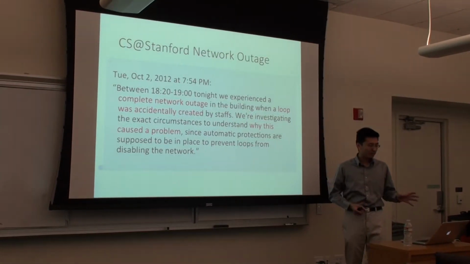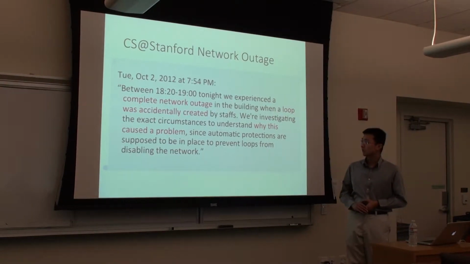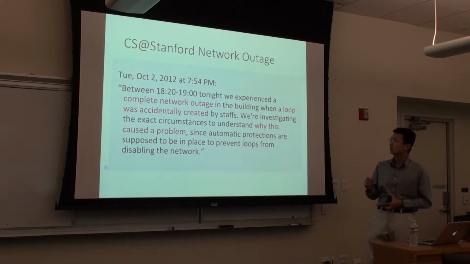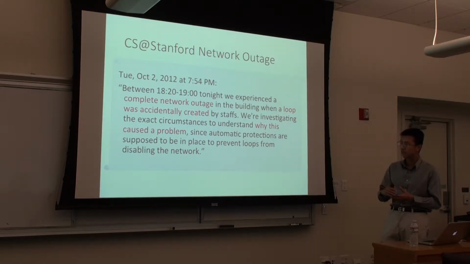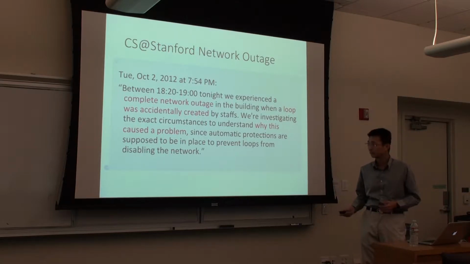So this was one email I got from our network admin last year. It said that between 6:20 p.m. to 7 p.m. tonight, we experienced a complete network outage in the building when a loop was accidentally created by stubs. We are investigating the exact circumstances to understand why this caused a problem, since automatic protections are supposed to be in place to prevent this from happening.